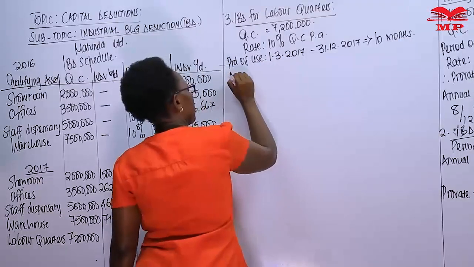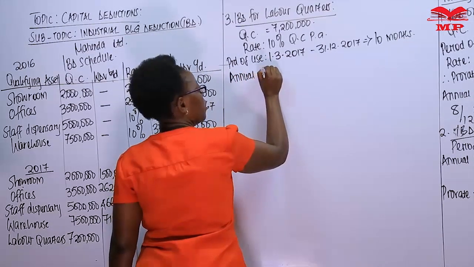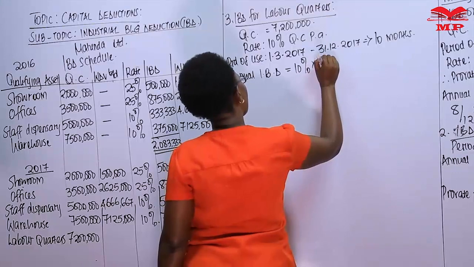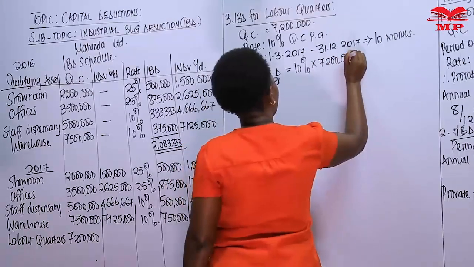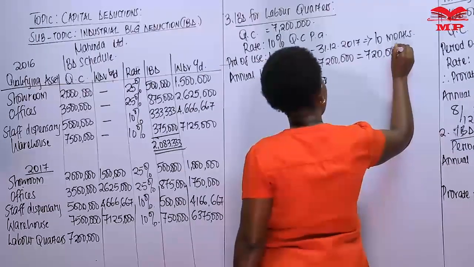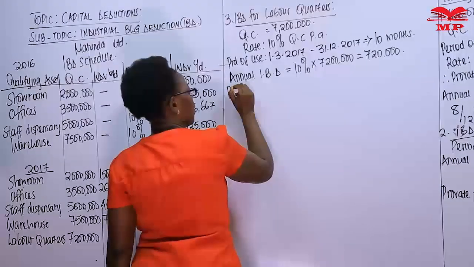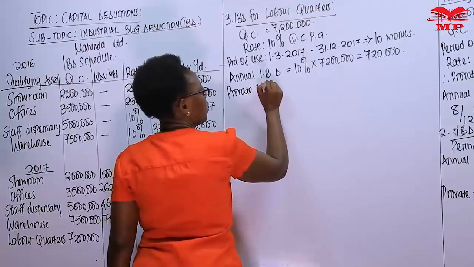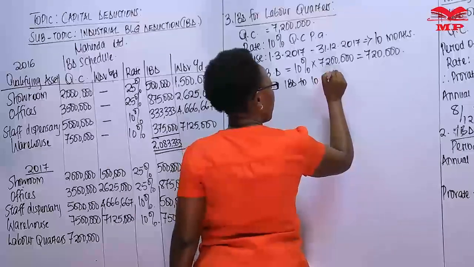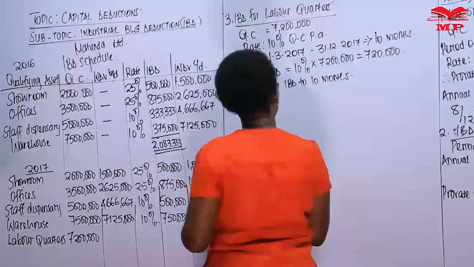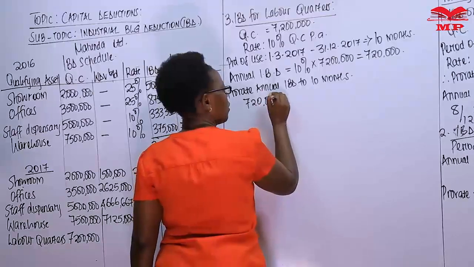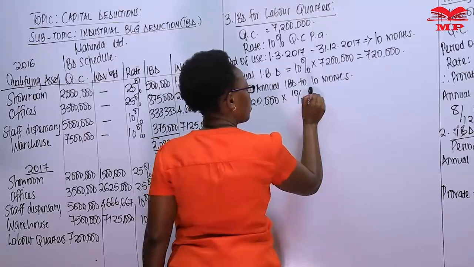So we compute annual IBD, which is equal to 10% of the qualifying cost. This gives us, we cancel out, 720,000. Then we prorate annual IBD to 10 months. Why? Because in IBD you always prorate to the period of use. So we will have 720,000 times 10 over 12.